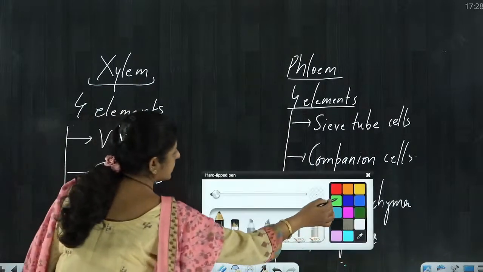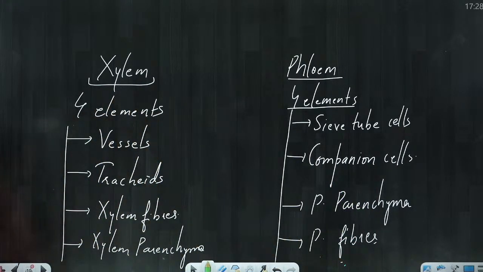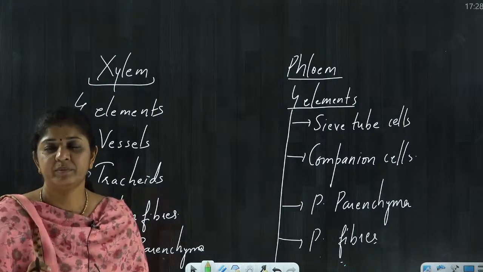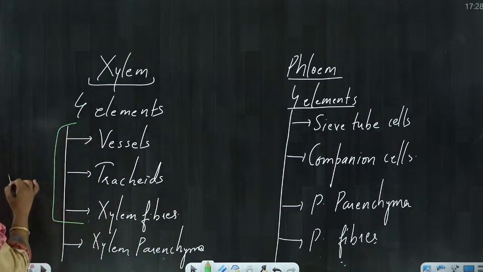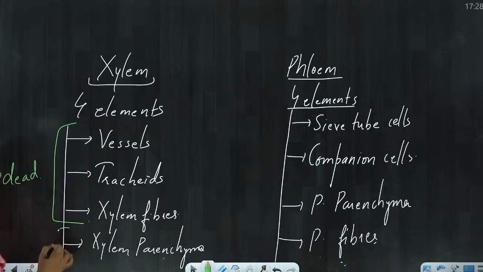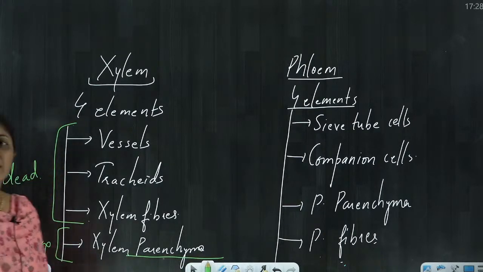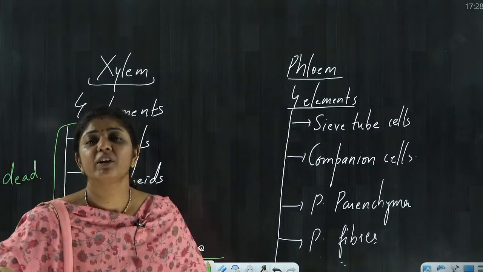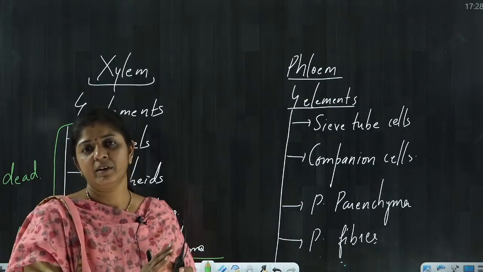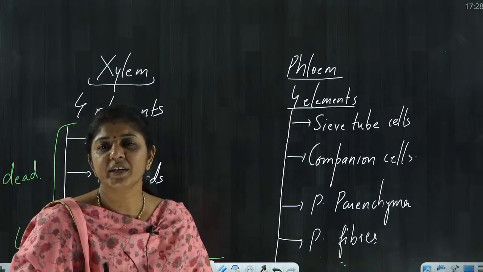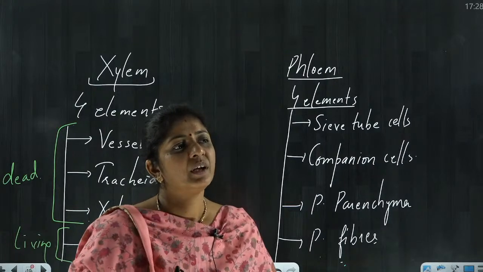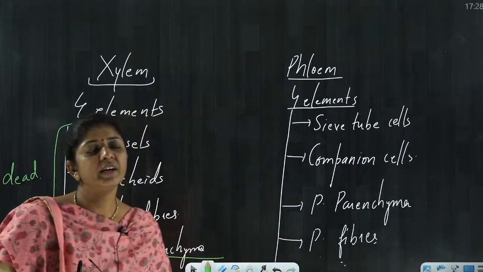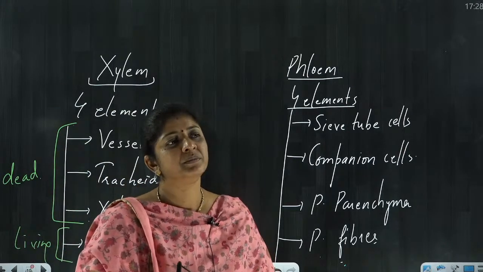In case of xylem, mostly the elements are dead. What are those? These three. These are dead elements. Only one is living. What is that living one? Xylem parenchyma. We already discussed parenchyma cannot be dead. It is living. But you remember fibers, which I just discussed with you. Fibers come under which type? Please say it. Will it be sclerenchyma, collenchyma or parenchyma? What type will it be?